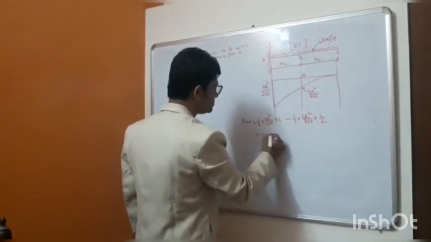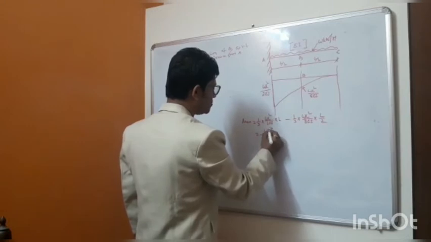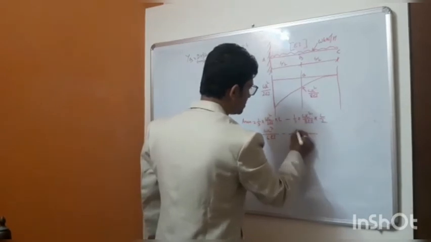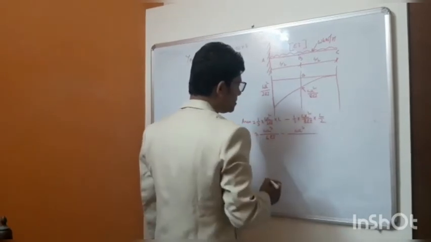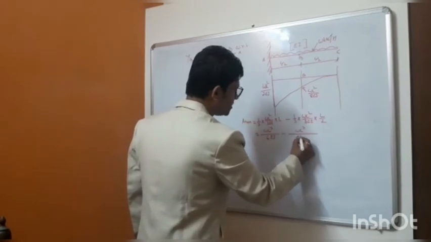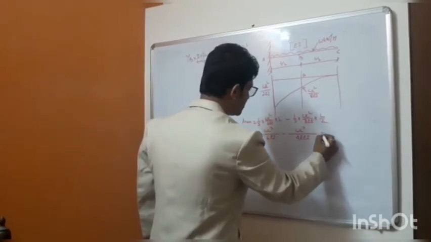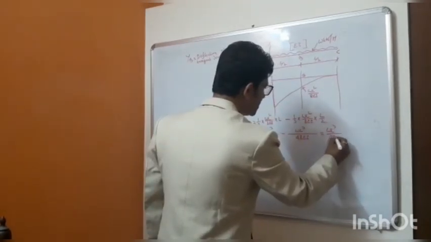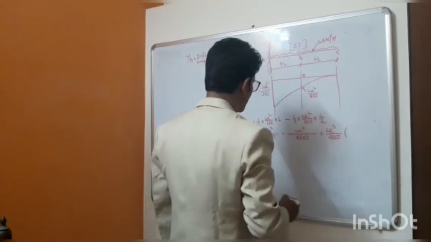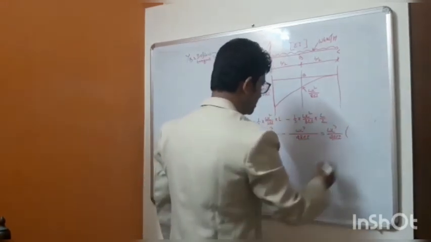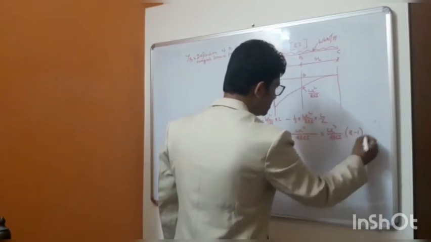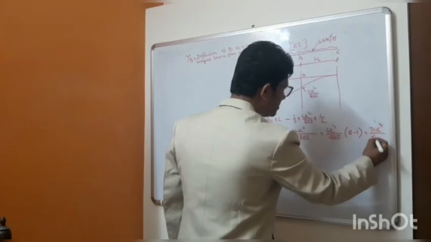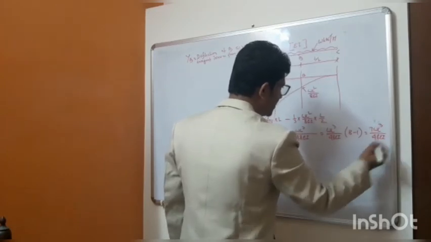This is equal to WL cube by 6EI minus WL cube by 48EI. This is equal to WL cube by 48EI into 8 minus 1, which is equal to 7 WL cube by 48 EI.